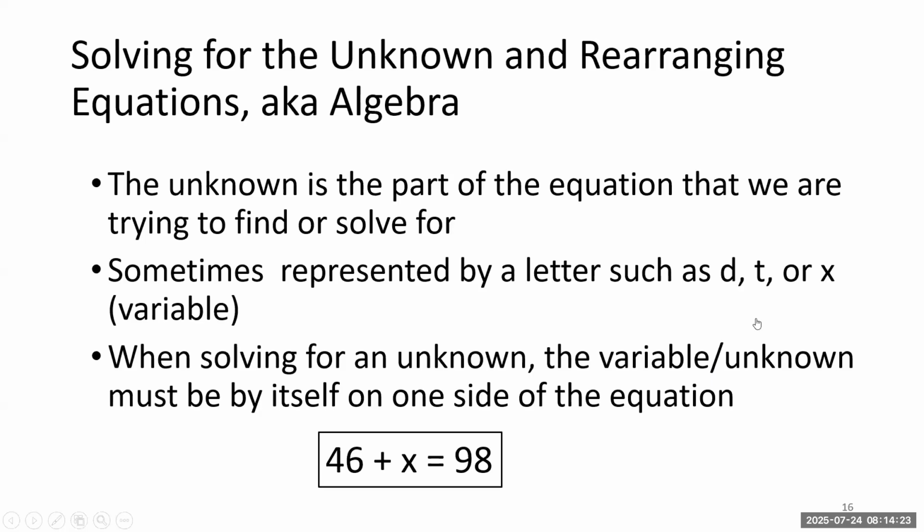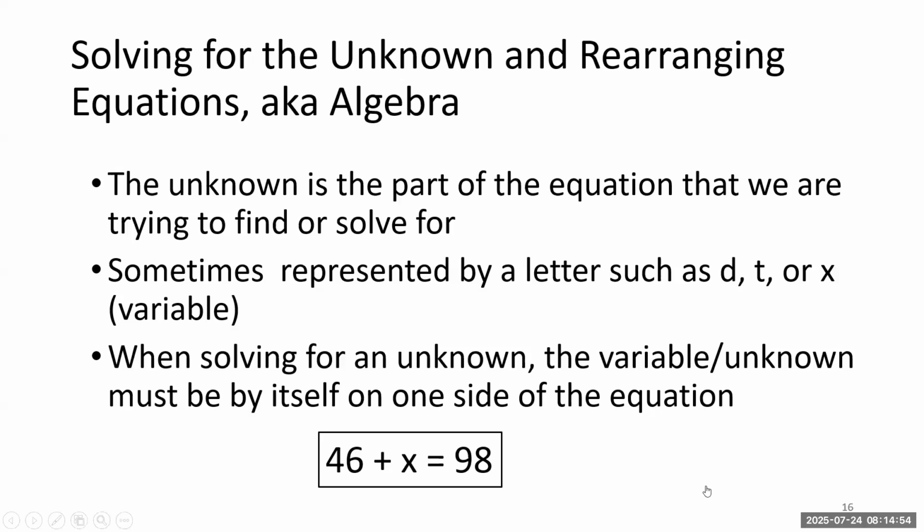So the unknown is the part of the equation that we're trying to find or solve for. And sometimes it's represented by a letter like D, T, or X. That's called a variable. And then when you're solving for an unknown, the variable or unknown has to be by itself on one side of the equation. That makes it really easy to figure out what that number is. If you have it by itself, then you just have your answer, right? X, or the unknown, is this number.